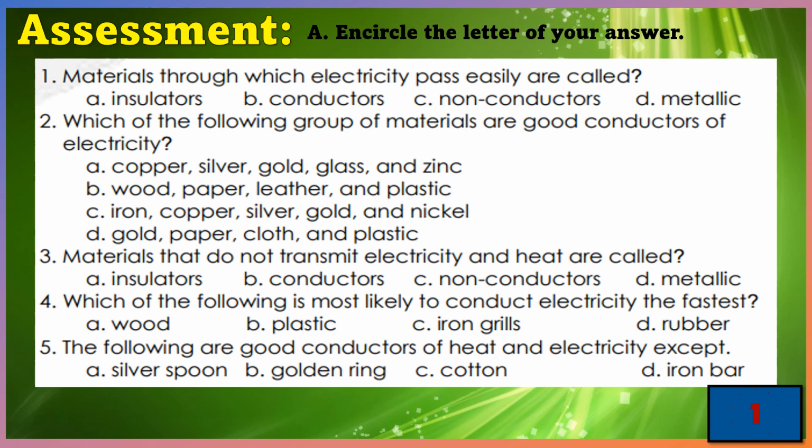Okay, let us now answer the assessment for letter A. So the first one, the answer is letter B, conductors. For number 2, the answer is letter C, iron, copper, silver, gold, and nickel. Number 3, the answer is letter A, insulators. For number 4, the answer is iron grills, letter C. Number 5, the answer is letter C, cotton.